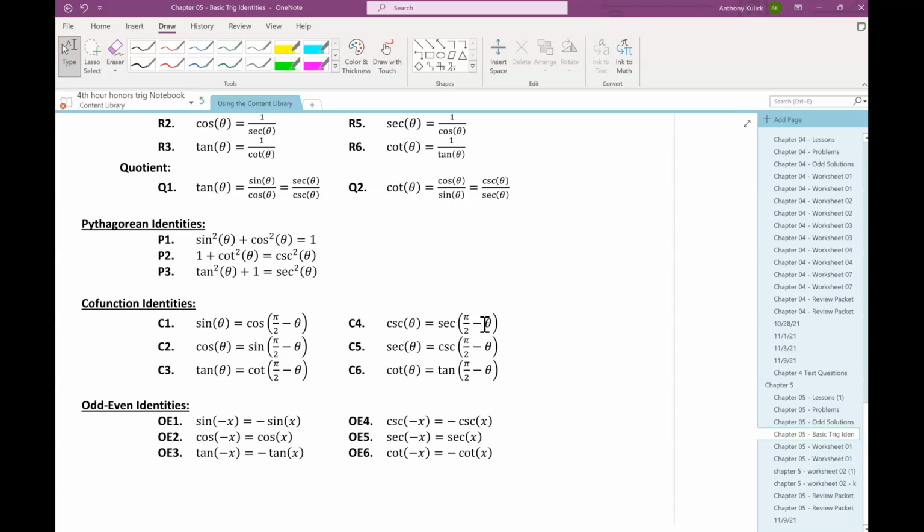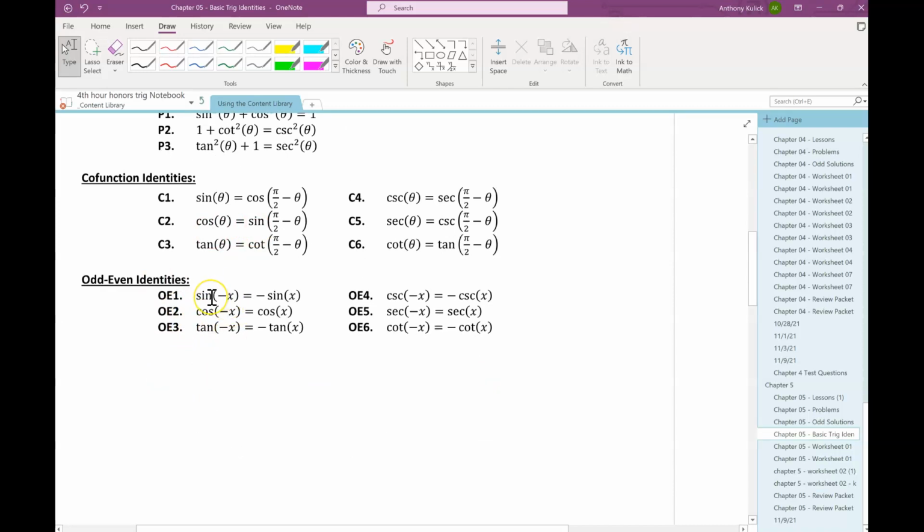Tangent and cotangent are complementary functions because cotangent of theta is equal to the tangent of the complement of theta. Is that okay with everybody? Yeah.